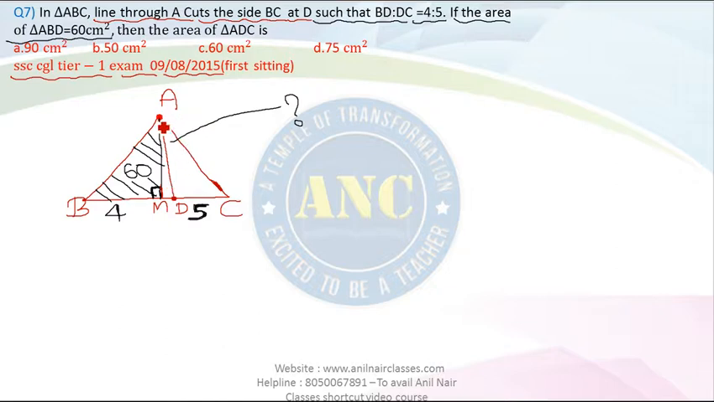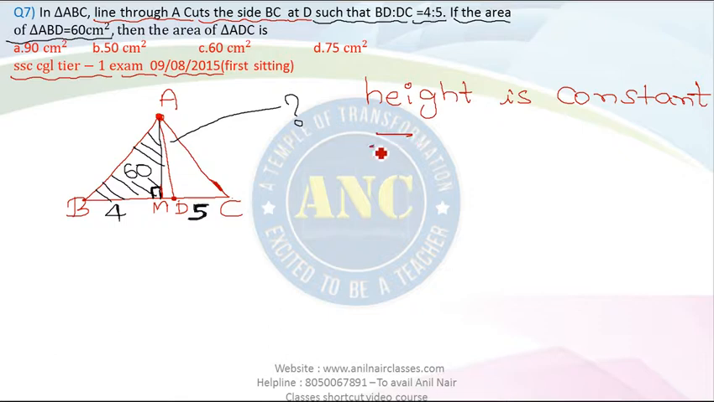Now what is the height of triangle ABD? The height of triangle ABD is nothing but AM. And what is the height of triangle ADC? The height of triangle ADC is also AM. That means, same as my previous question, height is constant. If the height is constant, this means that area is directly proportional to base. A very important point.